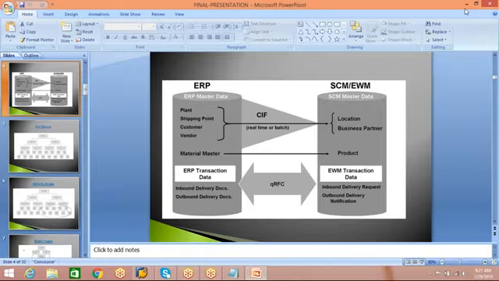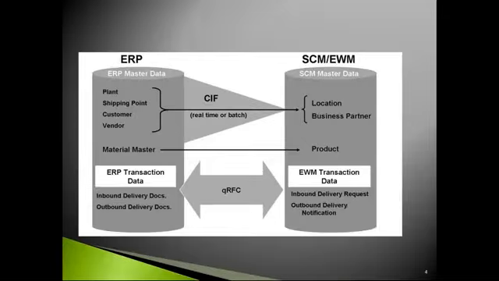My question is, as you said, the core interface is always unidirectional, and QRFC is two-directional, ECC to EWM and EWM to ECC. Yes, exactly, correct.